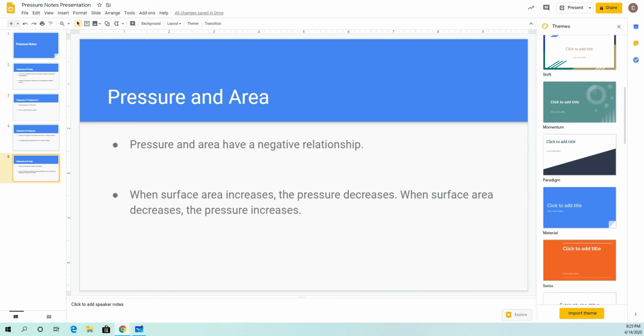That's going to wrap up this lesson. What I need you guys to do now is look at the PowerPoint notes, take what I taught you, fill in the notes and answer the exit ticket.